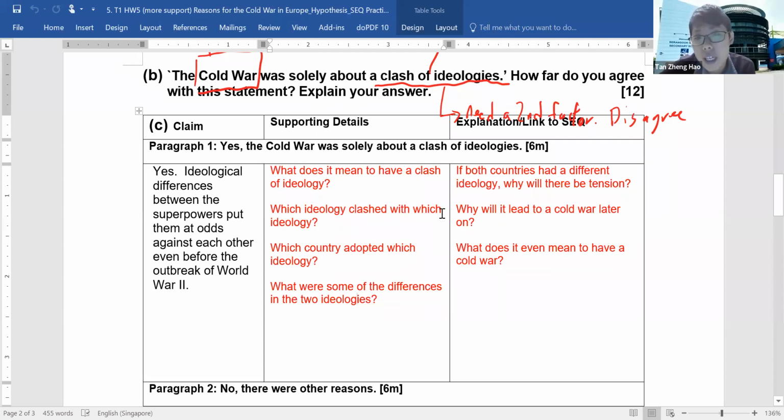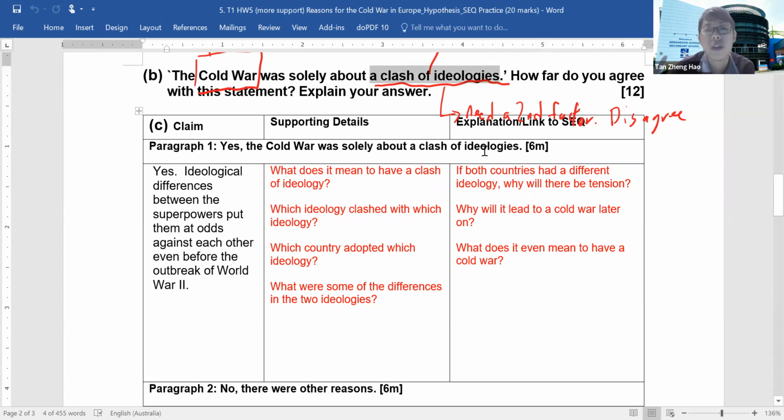Okay, so when you find your answer in the notes, it doesn't always have to come from one paragraph, or one sub-factor. Sometimes many different sub-factors can be used because they are all talking about what is a clash of ideology. So you have to look at a statement and ask yourself, when I look at this keyword clash of ideology, which of the main factors can you use?